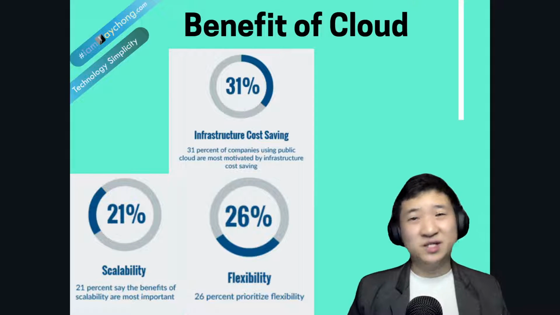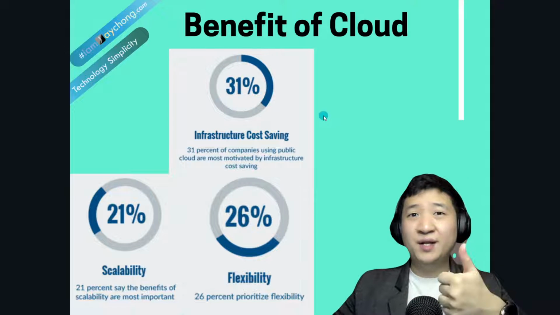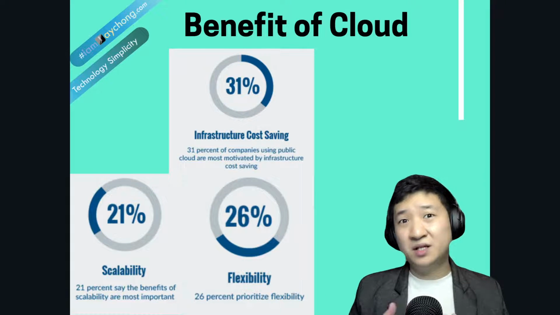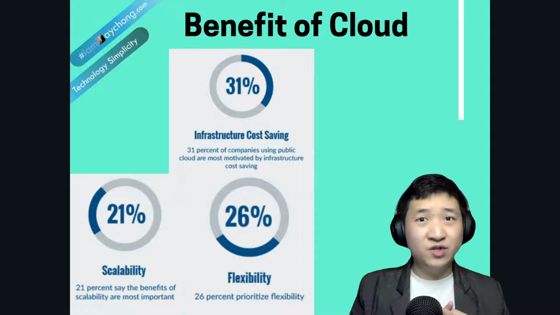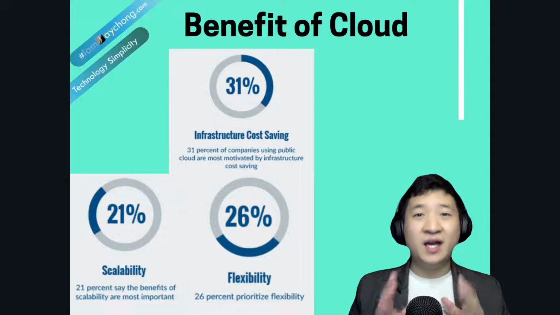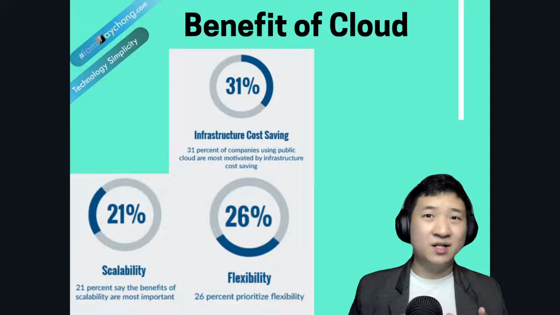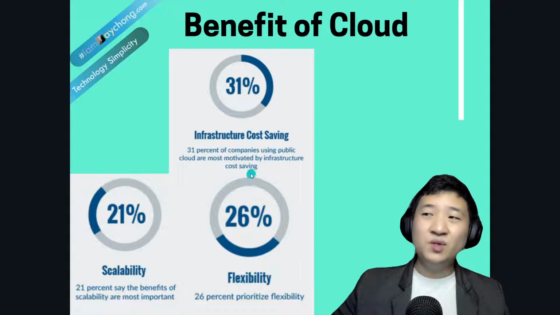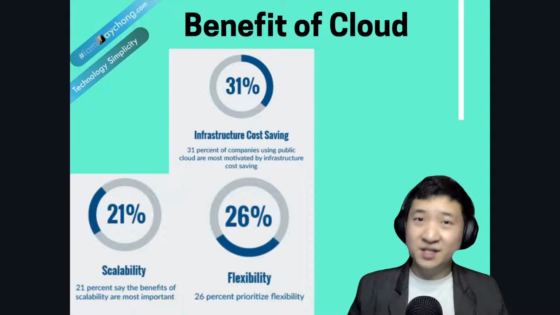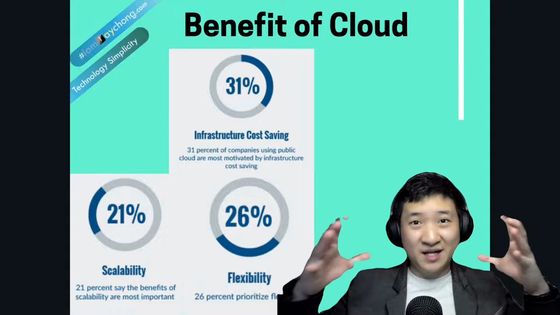The benefits of cloud always come around three major factors. Number 1, the infrastructure is public, especially with public cloud. Public cloud means, for example, Microsoft Azure, Google Cloud, IBM Cloud, Oracle Cloud, and so on. Of course, they have private cloud as well, but most of what you subscribe to online is public cloud. 31% of companies use public cloud because they are motivated by infrastructure cost saving. Yes, it's much cheaper than setting up your own server center.